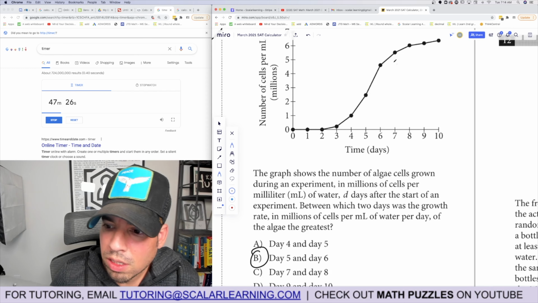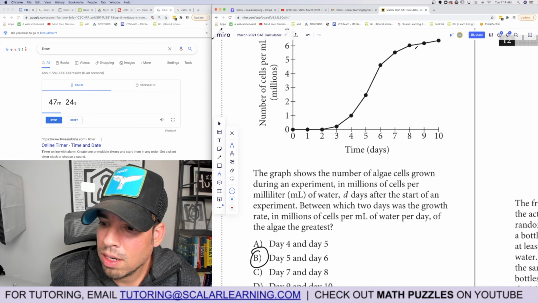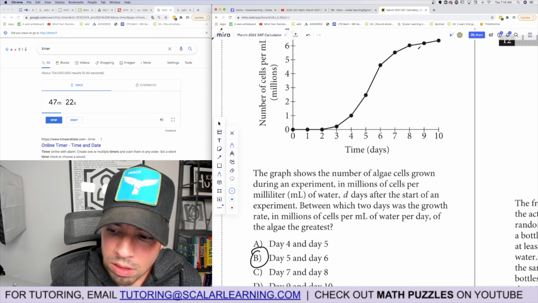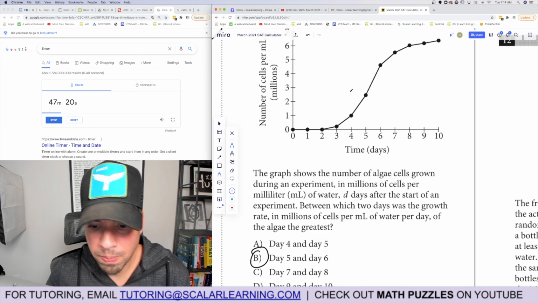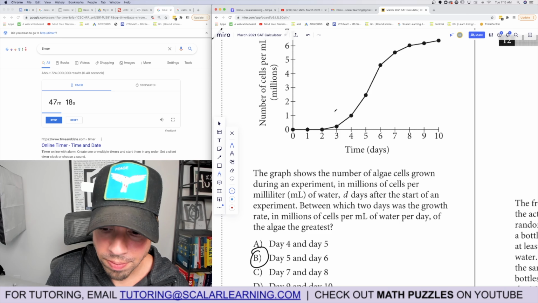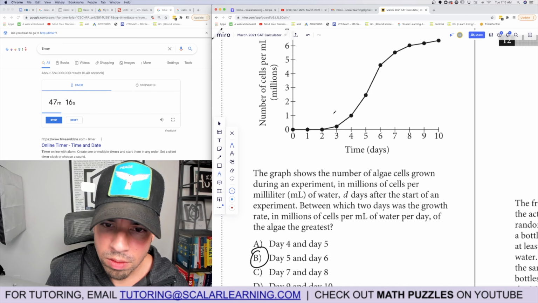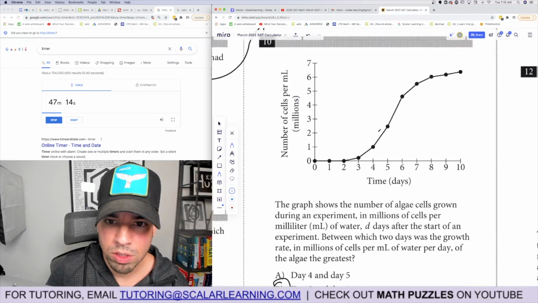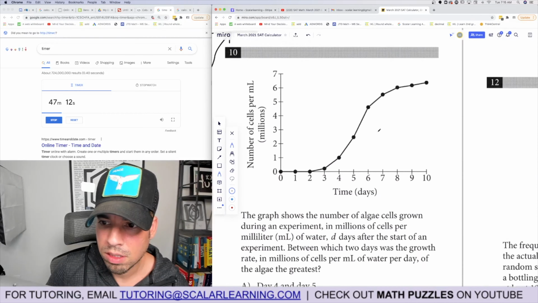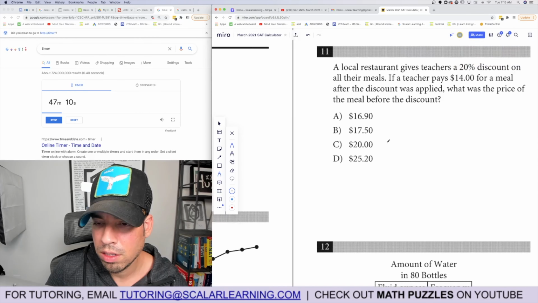4 and 5 is pretty good. 7 and 8, nada. 9 and 10, no way. Okay, let me just make sure I didn't misread it. Growth rate. Yeah, done. Interesting, that's a logistic function, it looks like. Not that you need to know that.